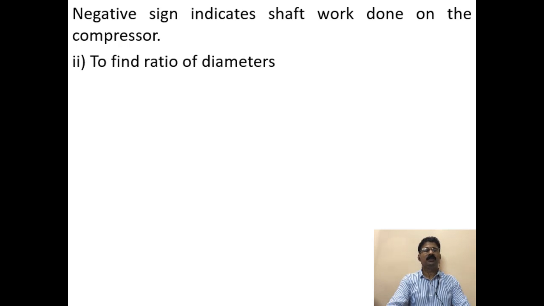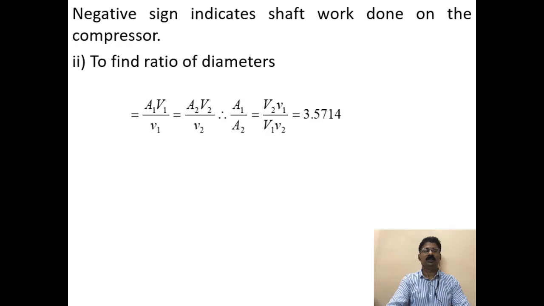Now to find the ratio of the diameters, that is D1 by D2, you have to use the continuity equation. m1 is equal to m2. So m1 is nothing but A1 V1 by small v1 is equal to A2 V2 by small v2. If you rewrite this equation, you will get A1 by A2 is equal to V2 by V1 into small v1 by small v2. If you substitute, you will get it as 3.5714. So all substitutions I am leaving it to you to do and calculate.